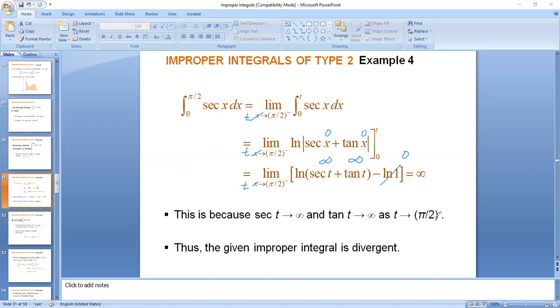If you substitute, it's quick, class. The secant of t is infinity and the tangent of t is infinity as t approaches pi over 2 from the left. So this is correct. This is not x, but this should be t. The error is in here because I placed x there. So thus the given improper integral is divergent, in the sense that the answer here does not exist. It's infinity.